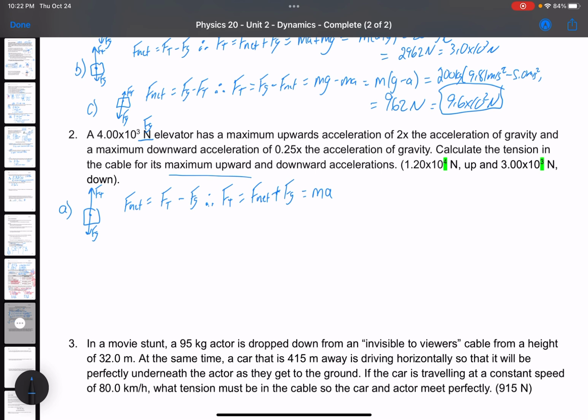So Ma plus Mg. Now, when I look at this, I realize that I don't actually have my mass. Remember that to turn a weight into a mass, you need to divide by 9.81. So 4,000 divided by 9.81 gives me a mass of 407.74 kilograms.